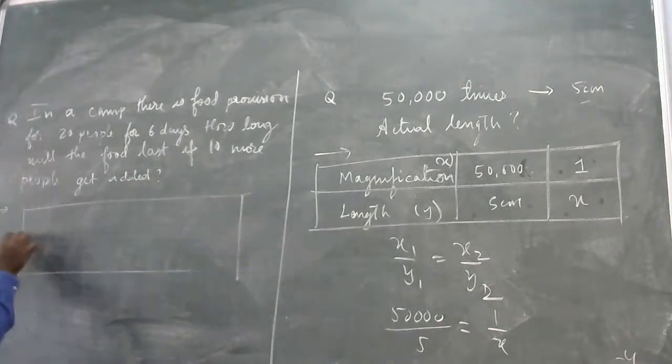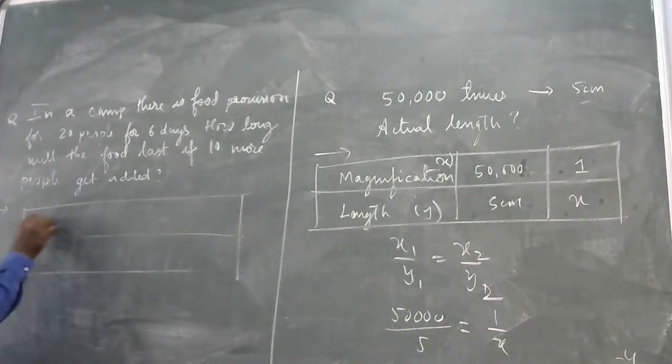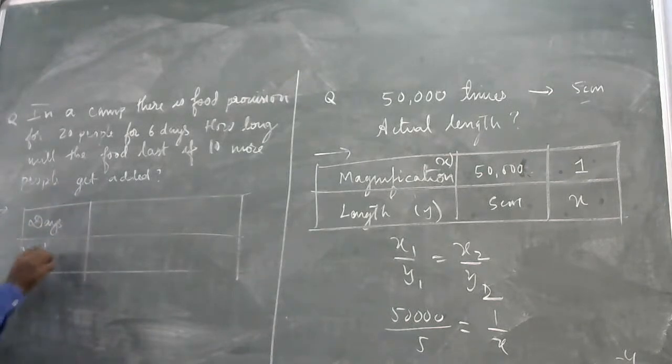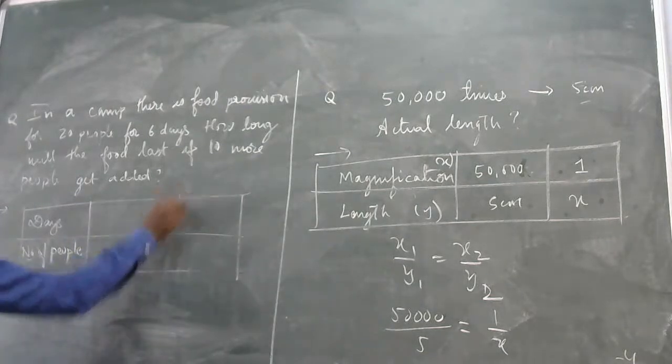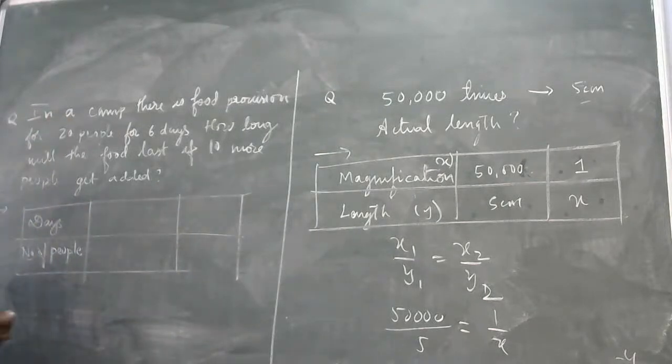6 days, x. 20 people, 30 people. You can take the number of people upside. You can take days downside. Both of which will get the same answer.